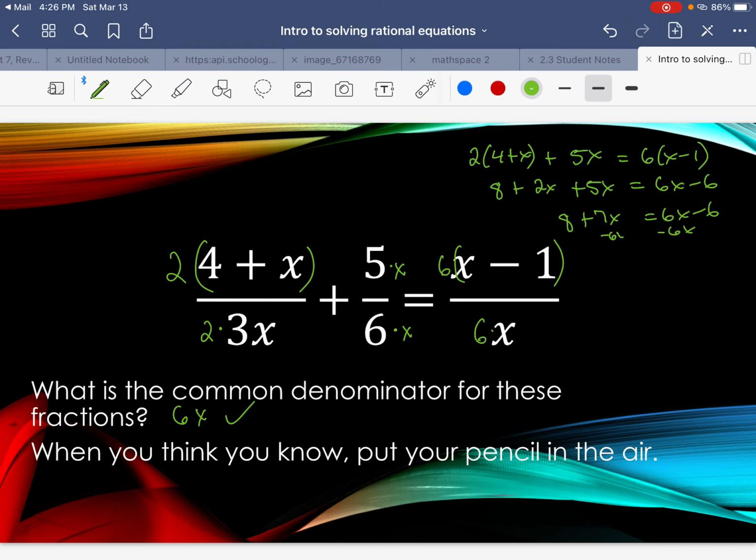I'm going to subtract 6x. So I get 8 plus x equals negative 6, and take away 8, and I'll be done. So it turns out x would be equal to negative 14. So you're not going to have to do that just yet, but in class we'll practice more. But I just want you to get the idea of the common denominator.